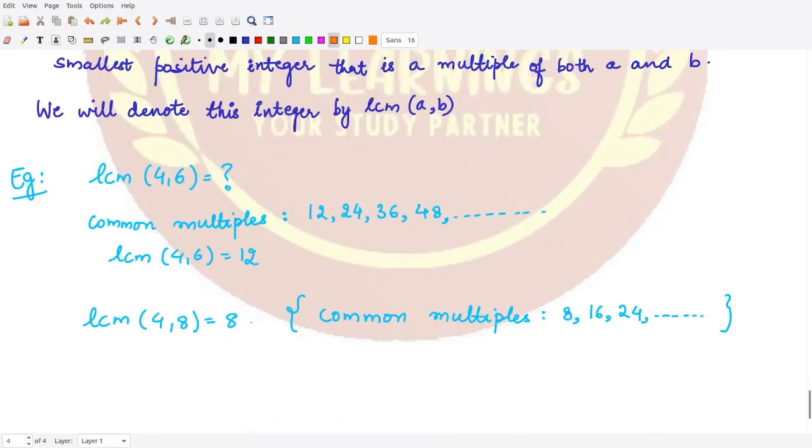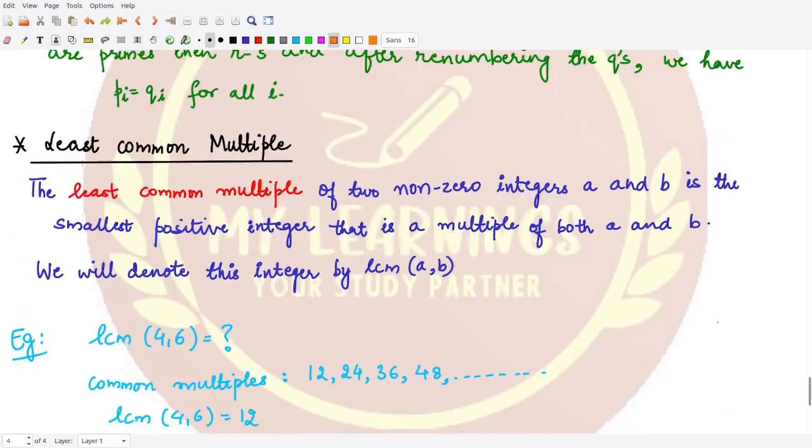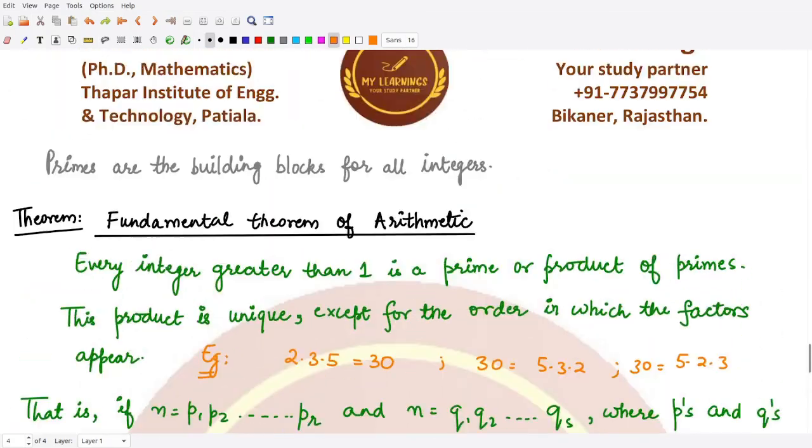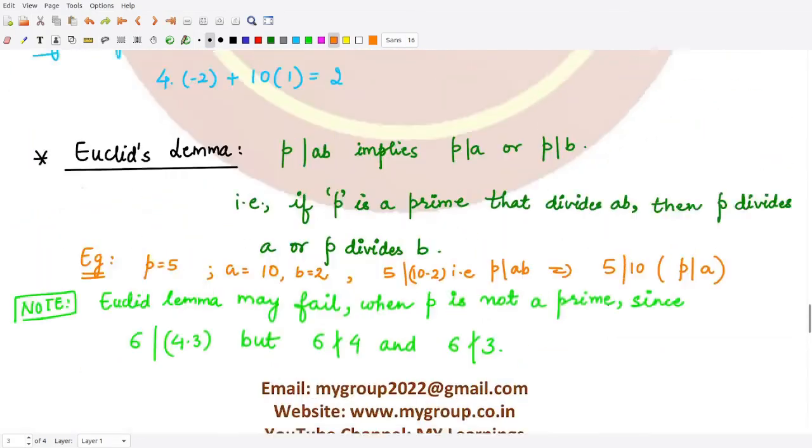Again you see the LCM of 4 and 8 is 8, because in this case the common multiples are 8, 16, 24 and so on. So these are a few of the properties of integers.